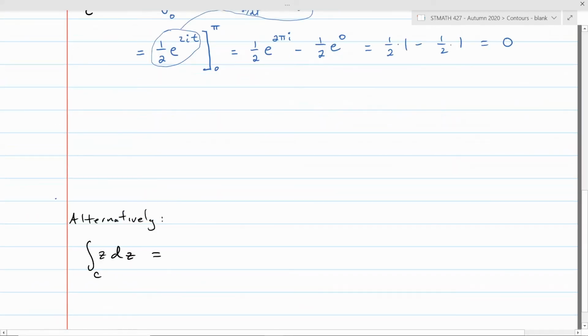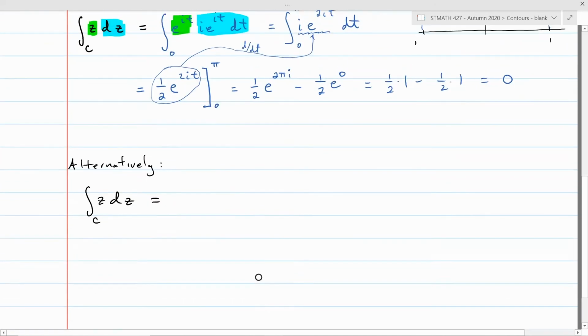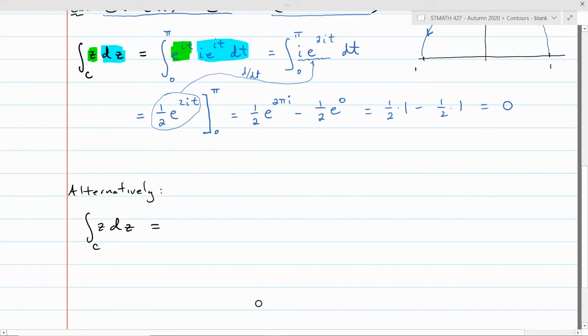I guess it's worth mentioning, if you didn't recognize that you could have used the fundamental theorem of calculus there, you could certainly do this same integral without using it. So you could do it like, well, it's the integral from 0 to pi. You'd have the same first step, just applying the definition of what a contour integral is. And then it would make sense to go ahead and write this as i times e to the 2it.